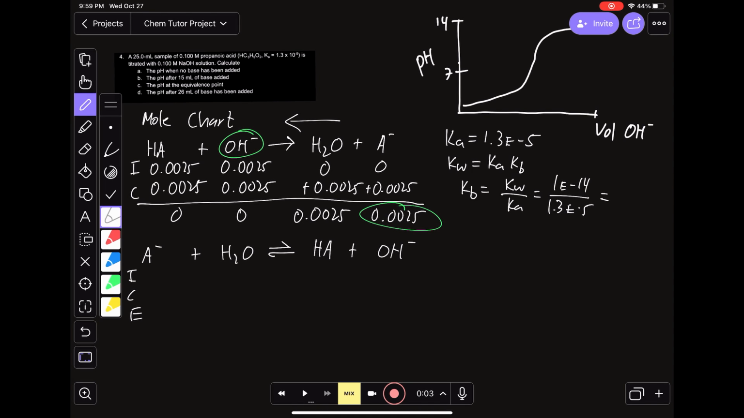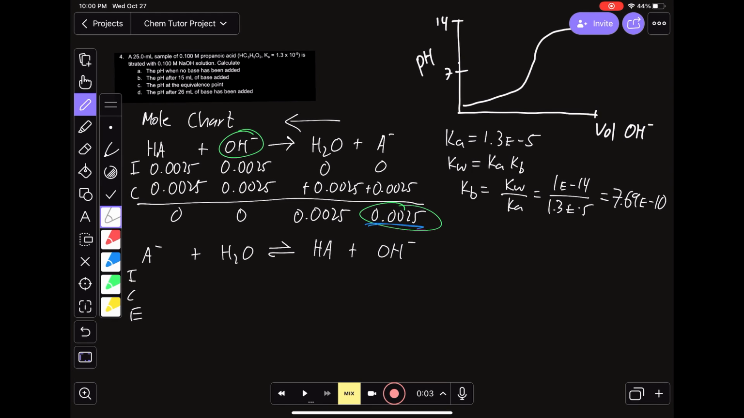Plugging this into our calculator, we get that Kb is equal to 7.69 times 10 to the negative 10th. Excellent. Now we have to calculate the concentration of our conjugate. We do have this value right here to use, but that's in moles. So how do we get moles into molarity?